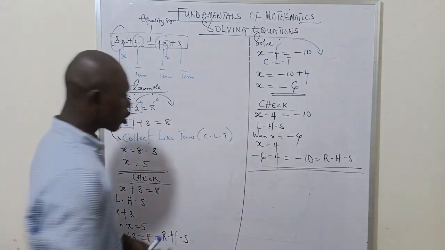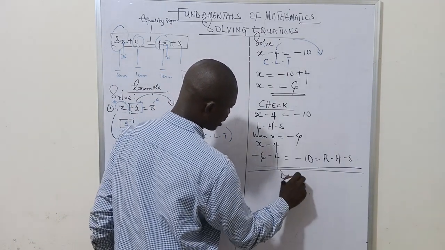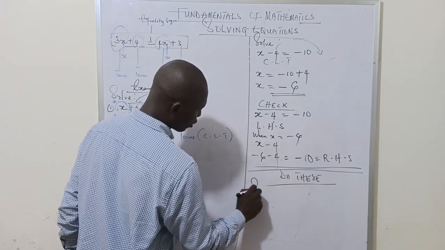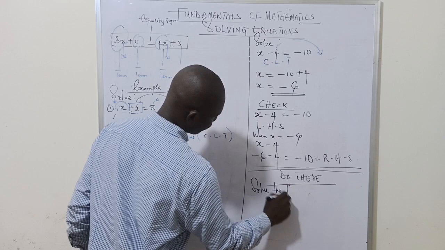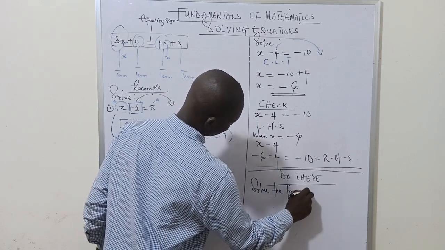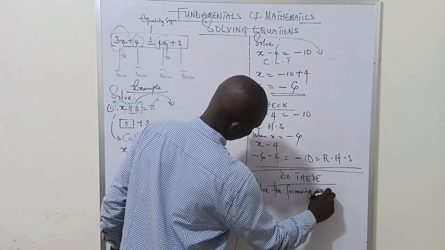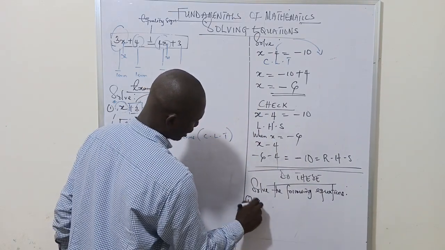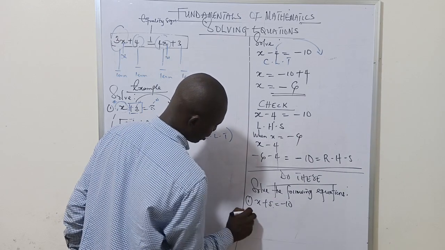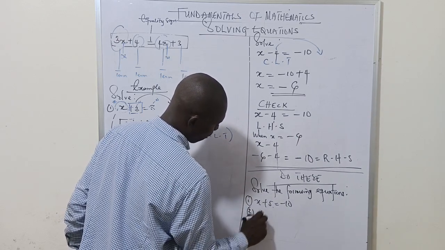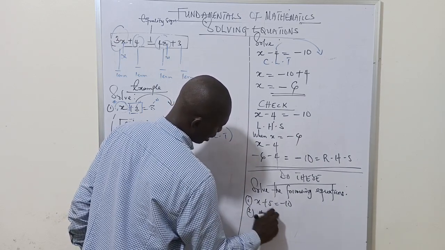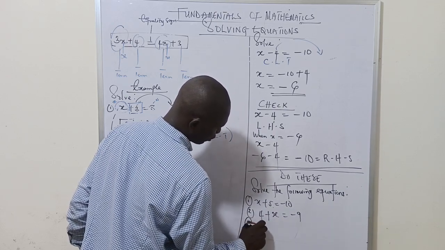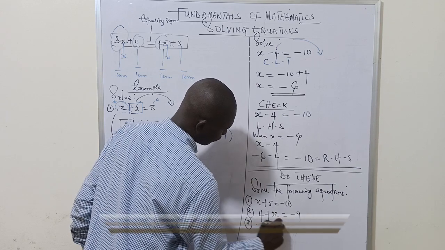Is that clear? Please quickly do this. I want you to do this and tell me the answer in the comment section. So let's solve the following equations. The first one is x plus 5 equals minus 10. The second one is 4 plus x equals minus 9. And the third one is minus x plus 5 equals 10.